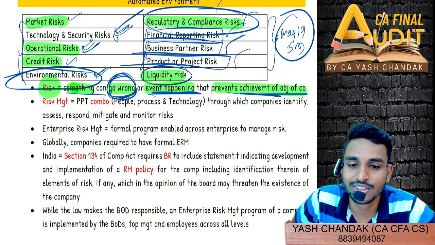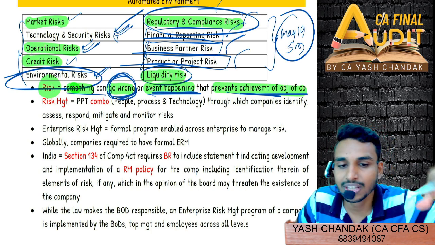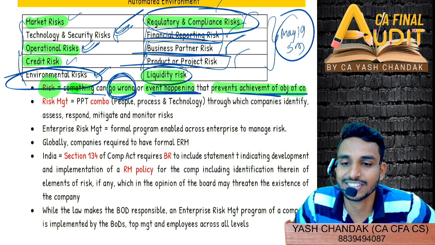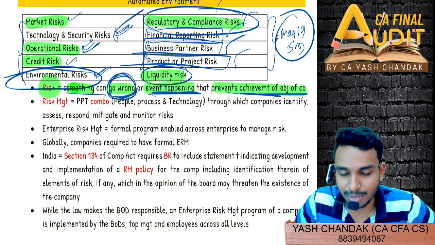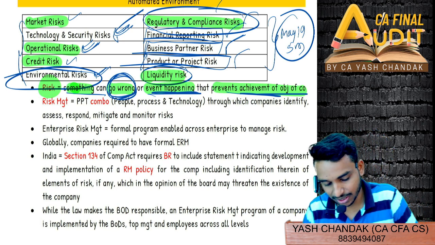Yes, sir. Okay. What if it is not done properly in 1 month, then you will perform again in the next 1 month. So overall, you will perform better in 2 months. How is that a risk, Dhanlakshmi? Yes, sir. So risk is something that can go wrong or an event happening that prevents achievement of the objective of the company.